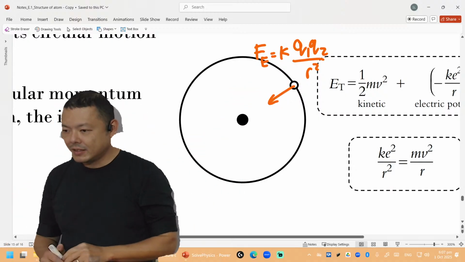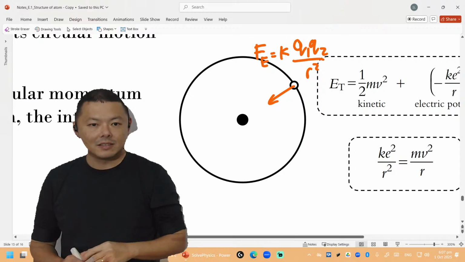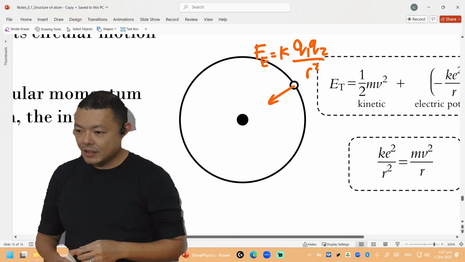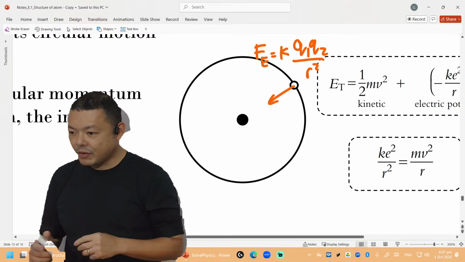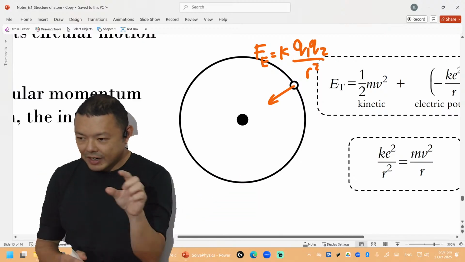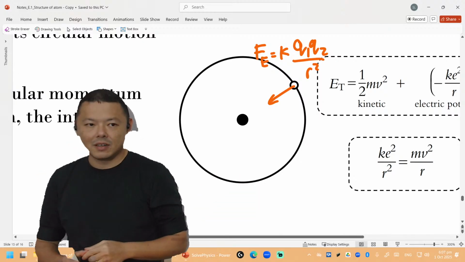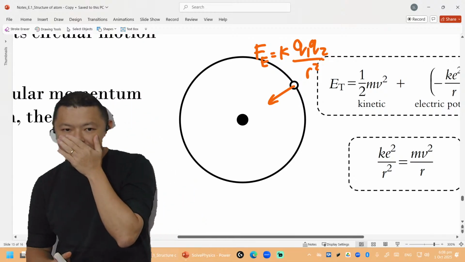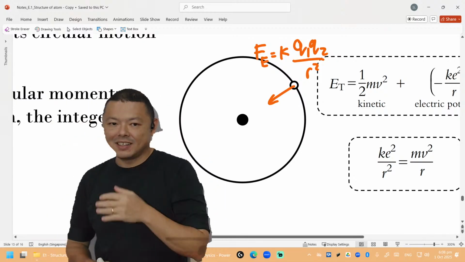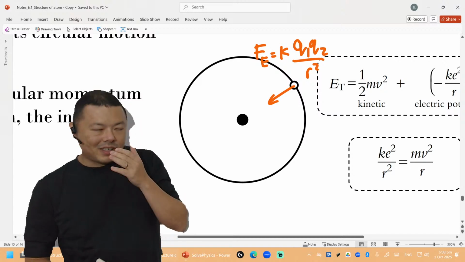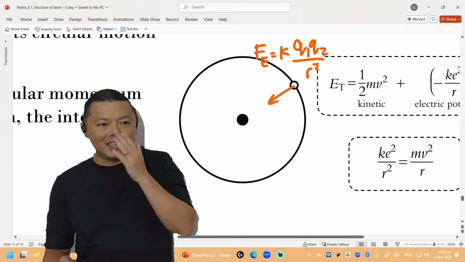You know why? Shy. No, really. Why was he shy? Because he realized that his whole entire model only works for hydrogen only. So he was a bit embarrassed. Shit, walao. How come I do all this work and it actually only works for hydrogen?